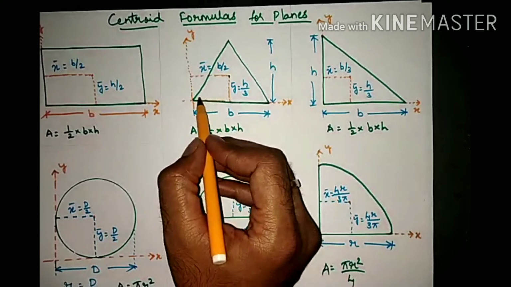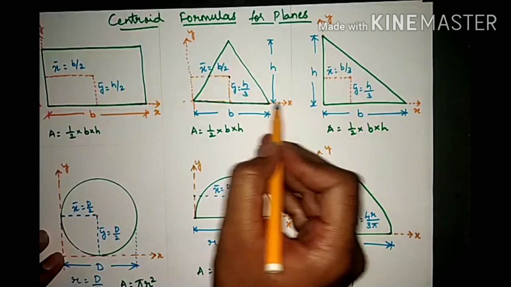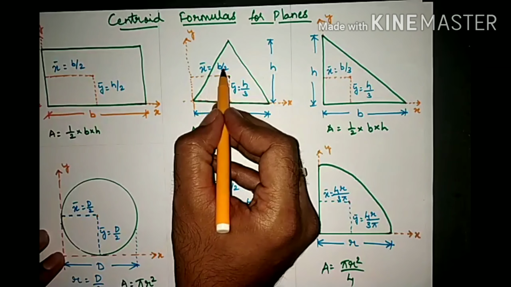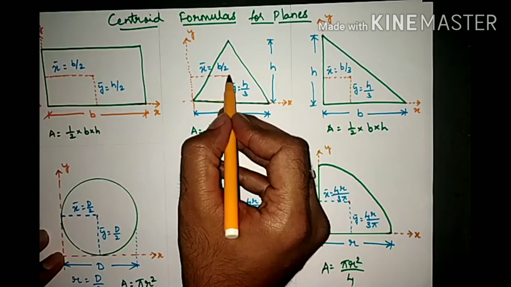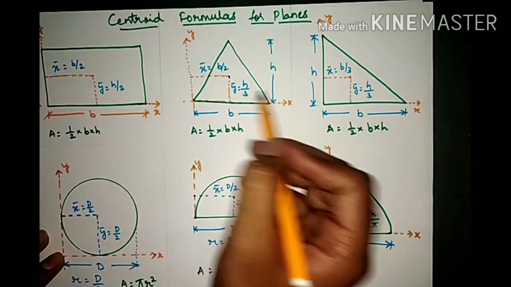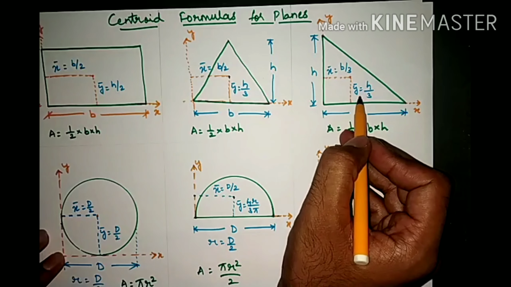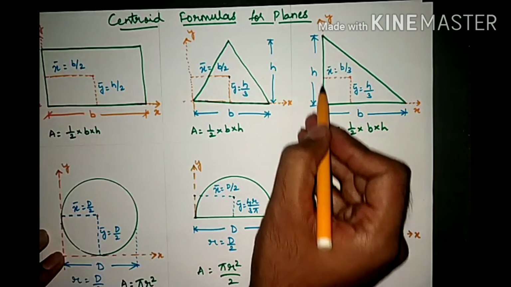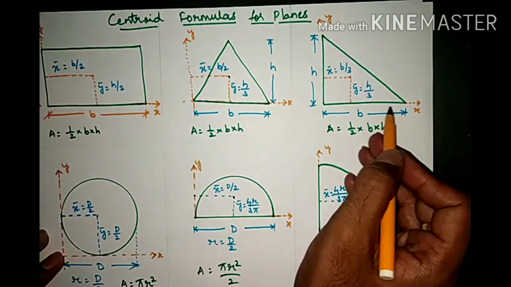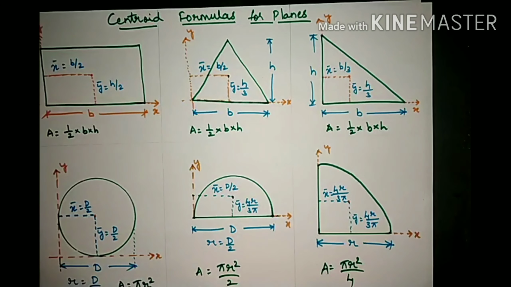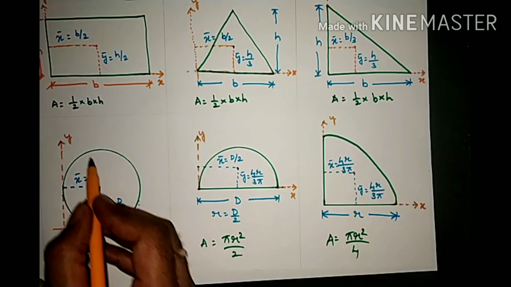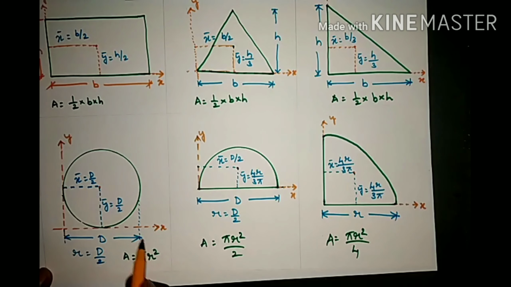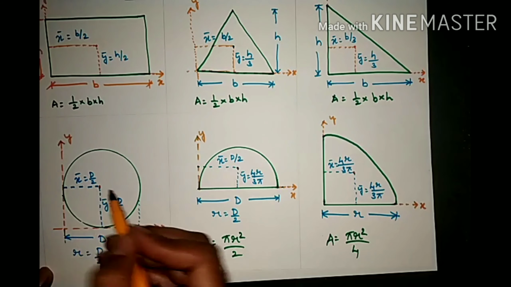Similarly for this triangle, if you take the reference axis here, x bar is equal to b by 2 in the horizontal direction and y bar is equal to h by 3 in the vertical direction. Similarly for a right angle triangle, it is b by 3 and h by 3 from this axis or from this portion of the triangle, that is important. Similarly for a circle, if the diameter is d, it is directly d by 2 and d by 2, that is exactly at the center.